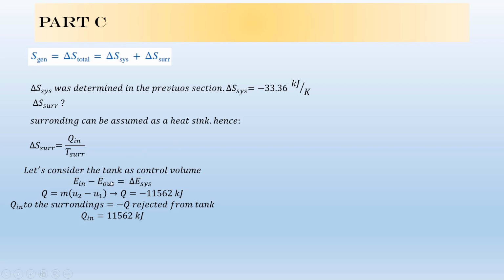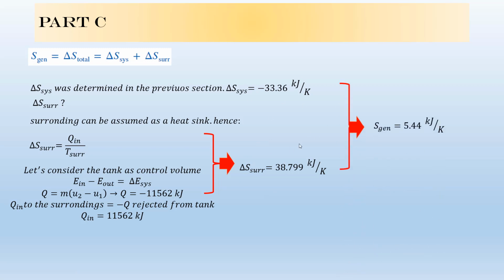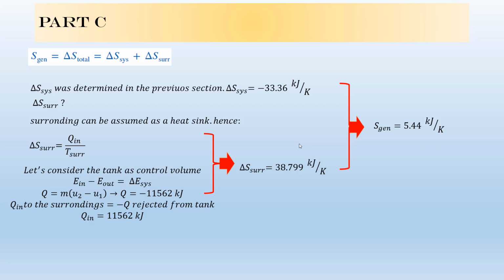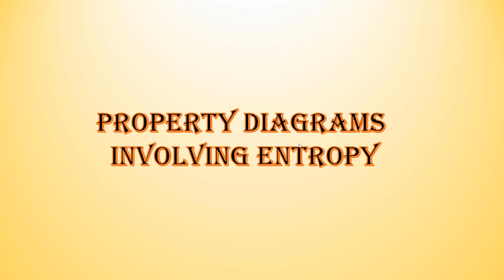If you simplify the energy balance for a closed system, you can find Q. Now you have the Q rejected. If you substitute into this equation, you can find the delta S for the surroundings. And then the total delta S is higher than 0, so you can see that the S generation is a positive value. Okay, so this is the second problem.